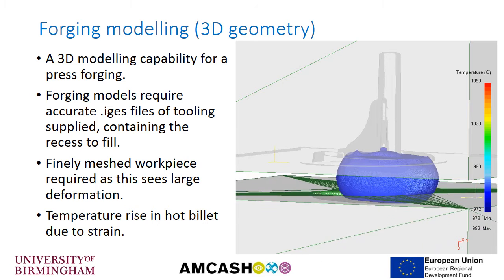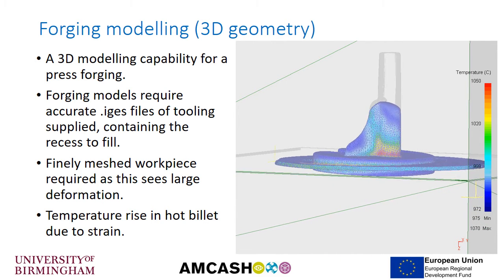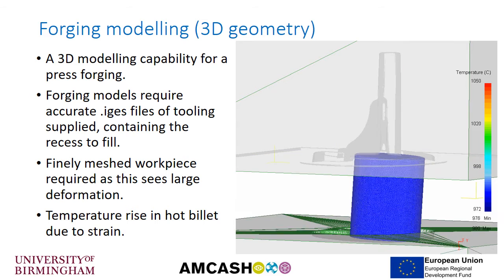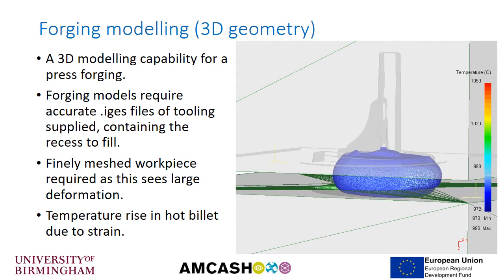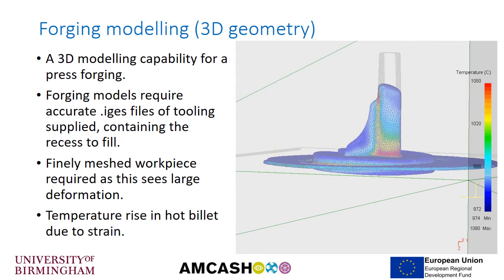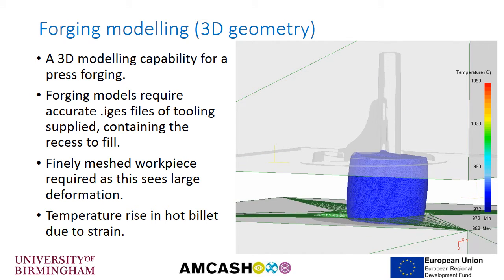So the first FE model that I'm going to talk to you about today is a press forging. So we start off with a very simple shaped billet, a cylindrical billet. We start off with tooling that has a recess within the tooling of the relevant shape that's being forged, and we apply a force, and we see that our simple cylindrical billet is deformed into the relevant shape within that recess within the tooling.